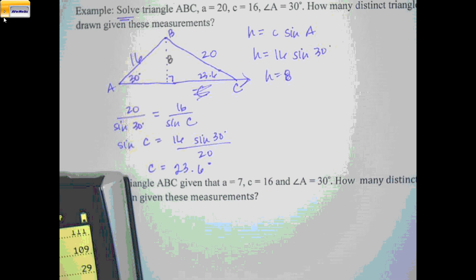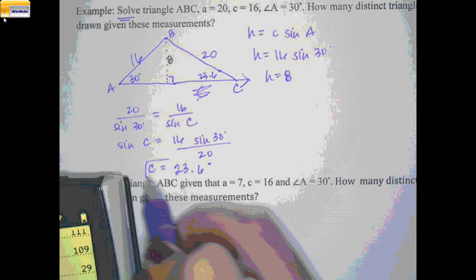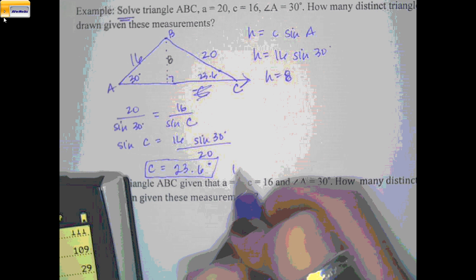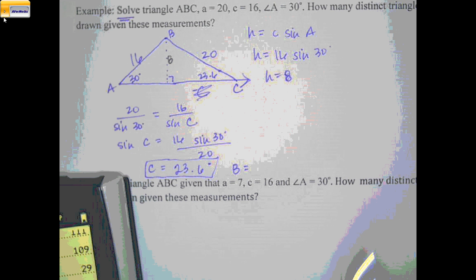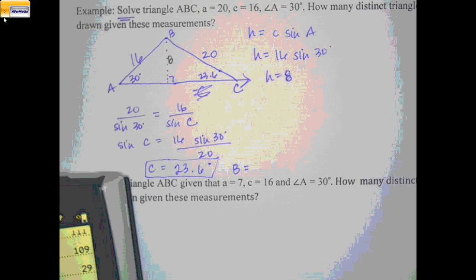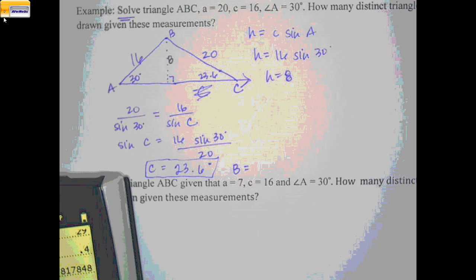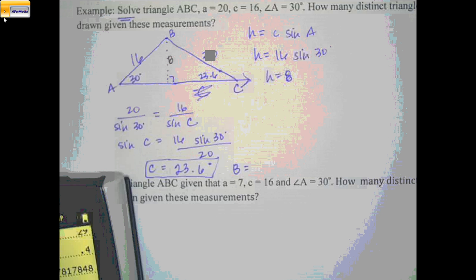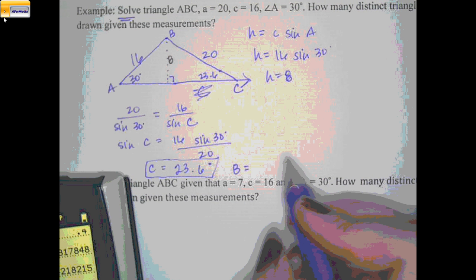We get 23.6 degrees, I believe, for angle C. I also need angle B in order to solve this triangle. So we take 180 minus 30 minus 23.6. Which you guys get 126.4?